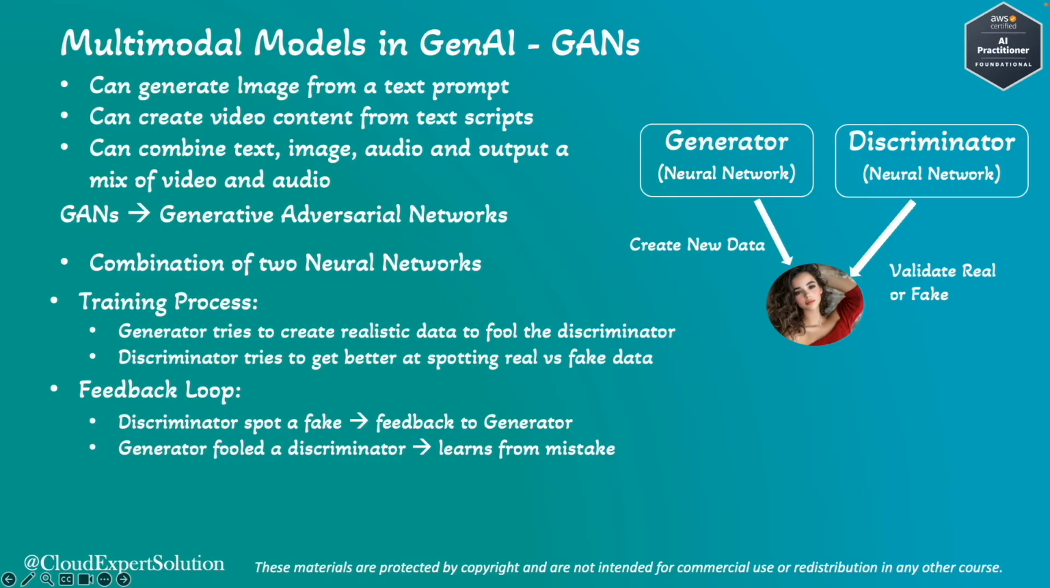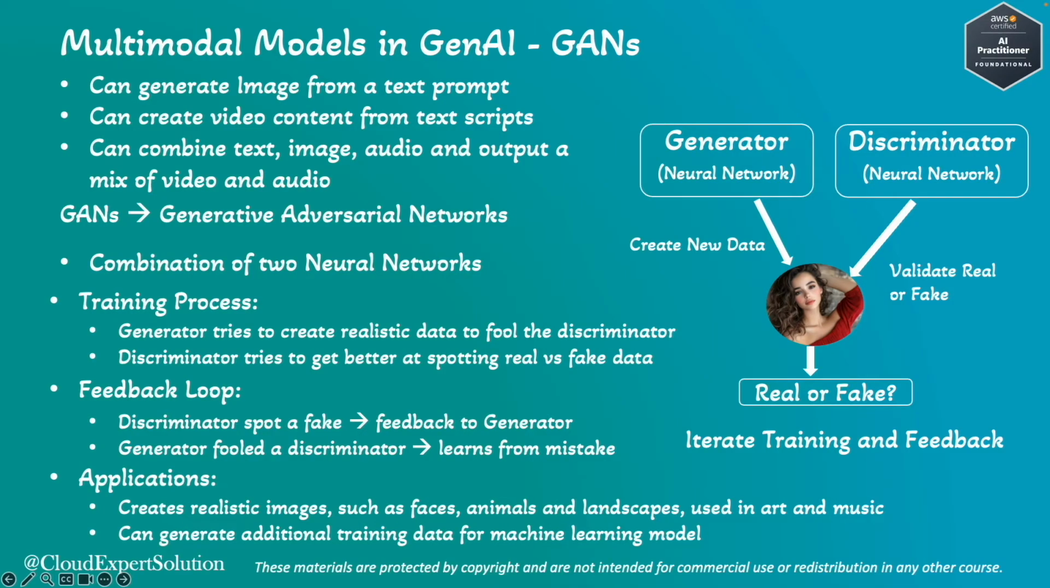When the discriminator correctly identifies fake data, it will provide feedback to the generator on how to improve. On the other hand, when the discriminator is fooled by the generator, it will learn from the mistake and get better at spotting the fake. It's an iterative process. Training and feedback take place over multiple iterations, and then finally the prediction. GAN can be used in multiple different applications.